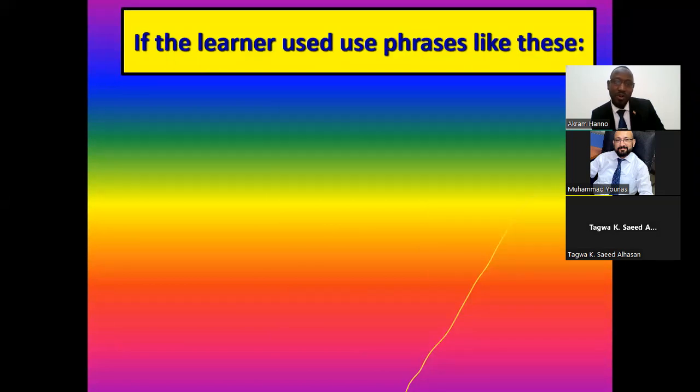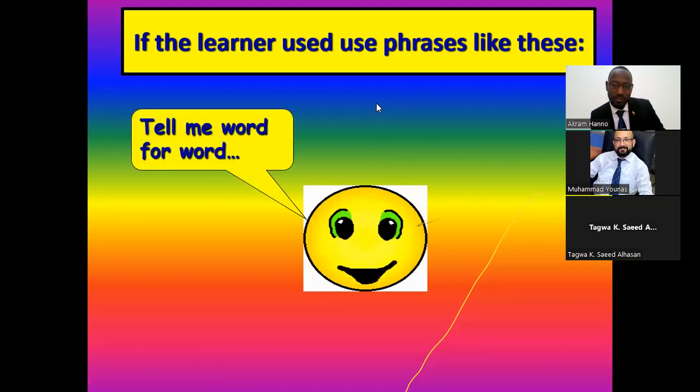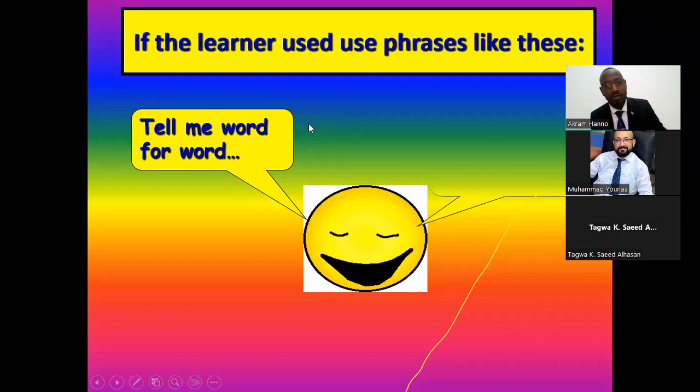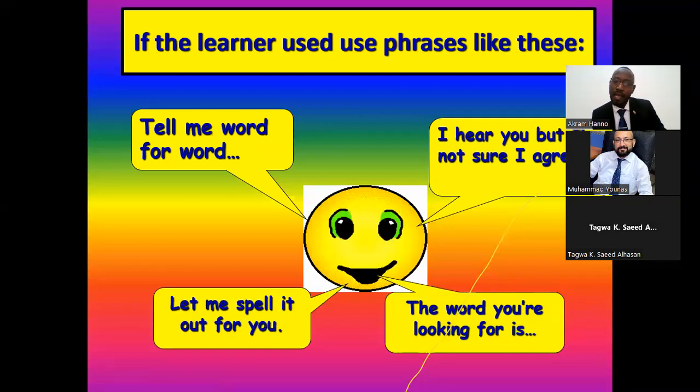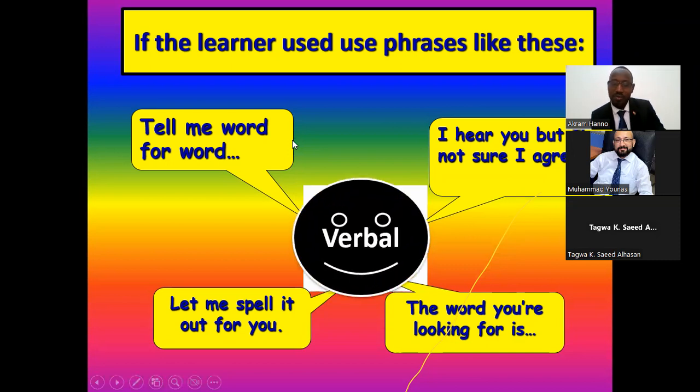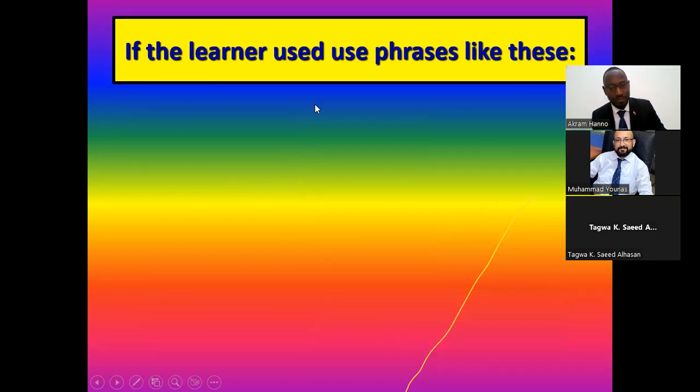If the learner uses phrases like this: "Tell me word for word." Or, "I hear you, but I'm not sure that I agree." "Let me spell it out for you." "The word you're looking for is..." So this is a verbal style, a verbal student.